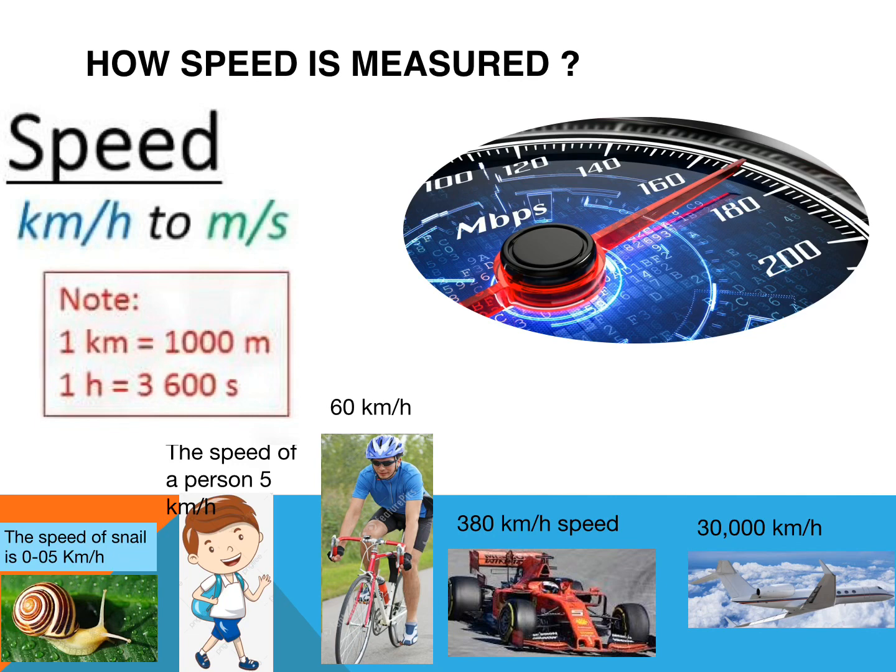Speed is measured with kilometers per hour or meters per second. So you will have to know that 1 kilometer equals 1,000 meters. Okay? I want you to look at the pictures in front of you. From the snail to the person who is walking to the person who is actually racing, or look at the jet that is moving. Each one of these things has its own speed. So everything around you moves at different speeds.